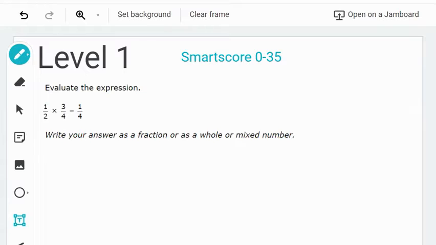Okay, let's take a look at section 1.3.2, evaluate numerical expressions with rational numbers. So rational numbers, remember, are numbers that can be written as a fraction. So this includes fractions, like you see here.